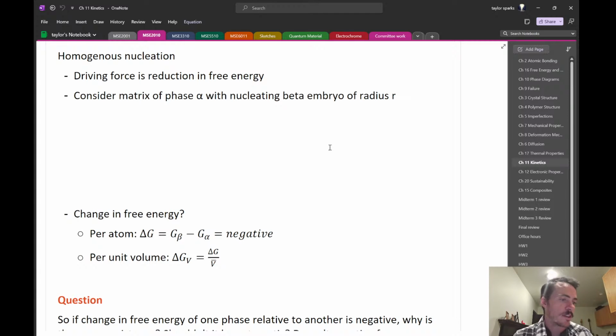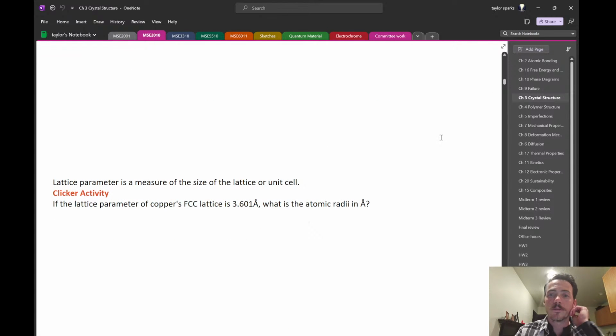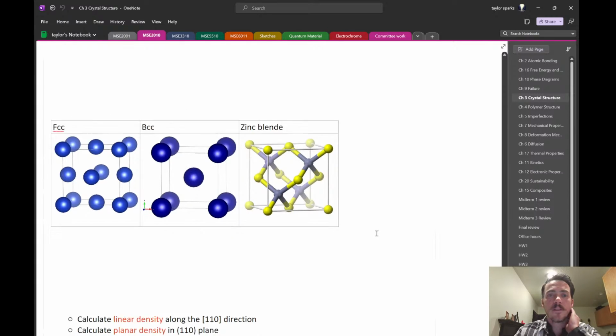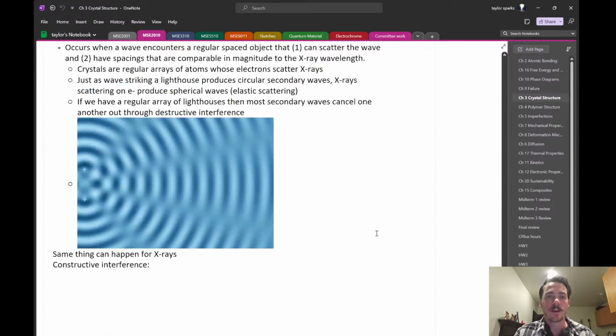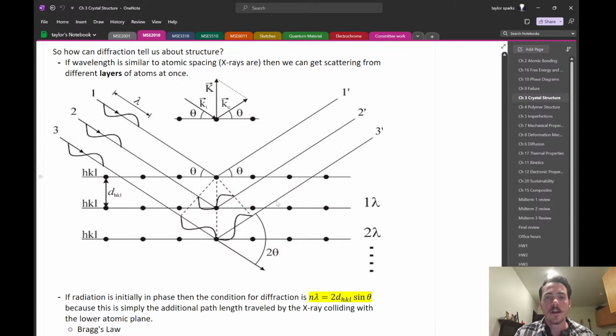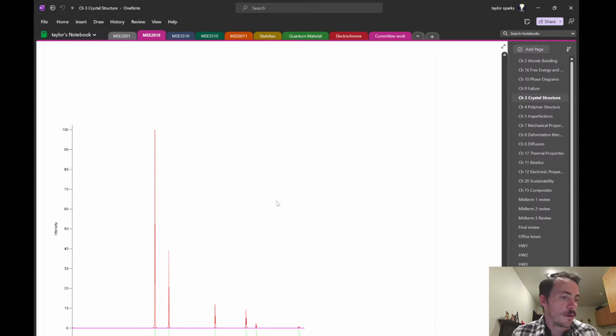Okay, so the next question was, what chapter is XRD? XRD, X-ray diffraction, was covered in chapter 3. When we learned about crystal structures, we also learned about X-ray diffraction. So if you scroll down to the end of chapter 3, that's when we started getting into X-ray diffraction. We learned about Bragg's law, destructive versus constructive interference. So back in chapter 3.